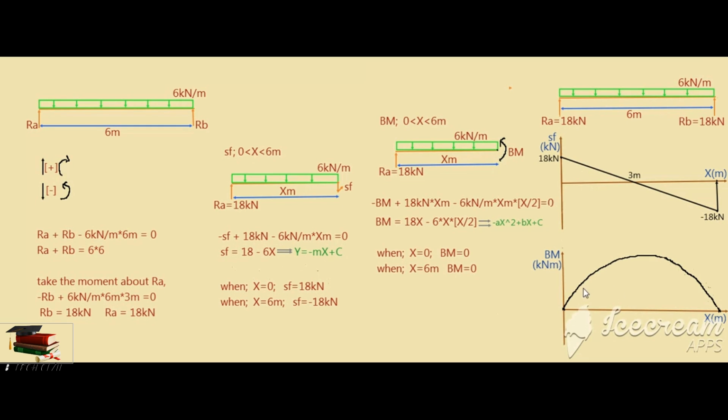Here this is 0, this is 6 meter, and we know that when the shear force is 0, the bending moment has its maximum value. We can substitute x as 3 to get the maximum bending moment. It is 27 kilonewton meter. This is the shear force and bending moment diagram for the given beam section.